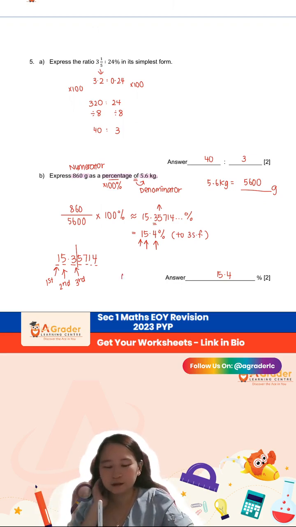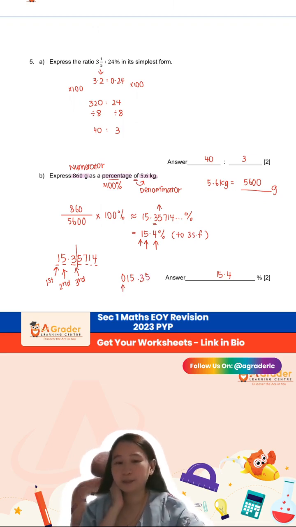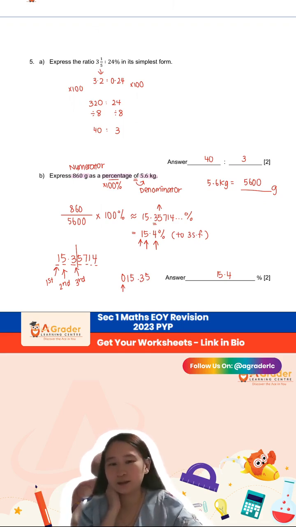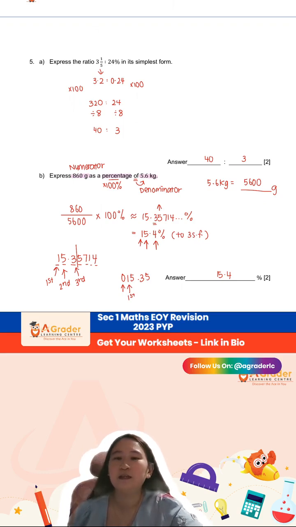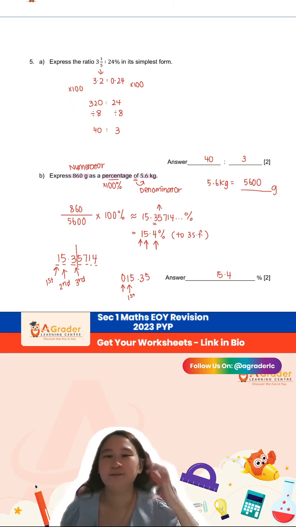However, if the digit starts from 0, let's say we have 0.0535. My digit 0, although it's in the hundredths place, because it has no value in front, this is not a significant figure. Your significant figure still starts from here. This is my first significant figure. Okay?